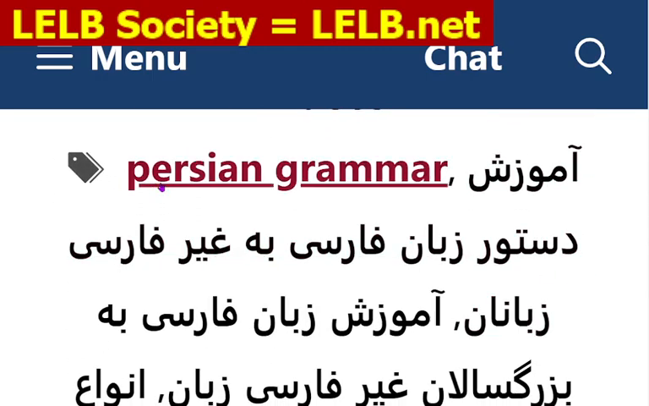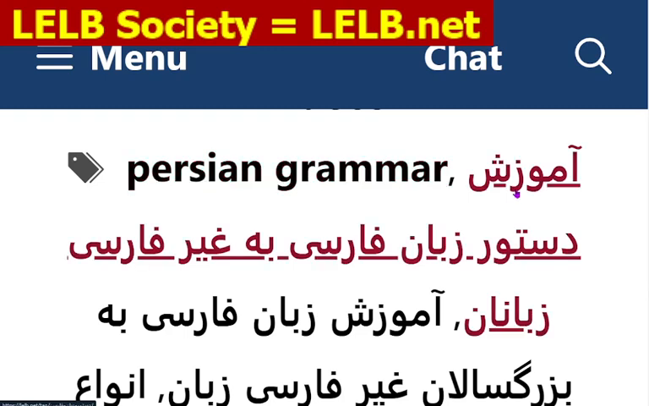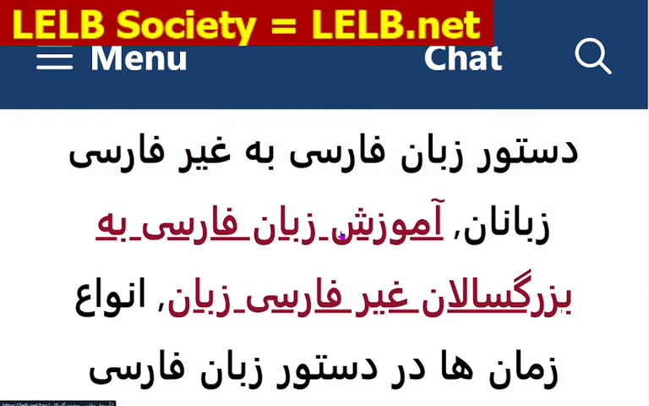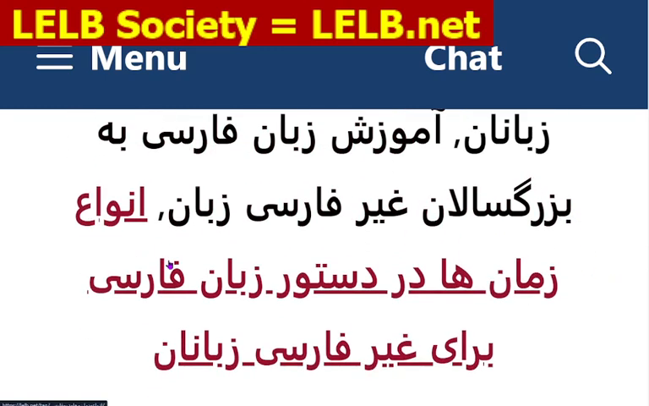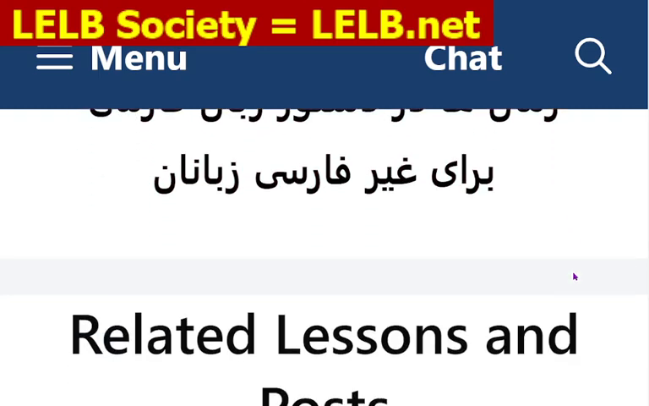And here are some keywords. Persian grammar, آموزش دستور زبان فارسی. دستور زبان means grammar. آموزش زبان فارسی به بزرگسالان, teaching Persian to adults, adult learners. انواع زمانها means tenses, different tenses in Farsi.